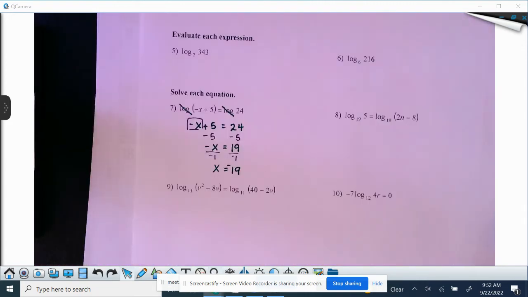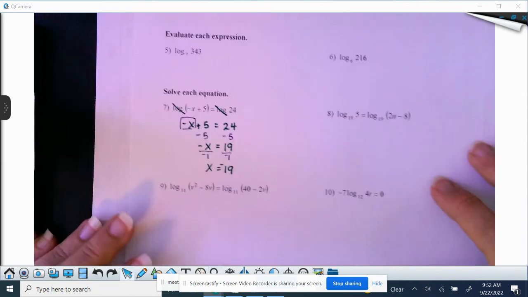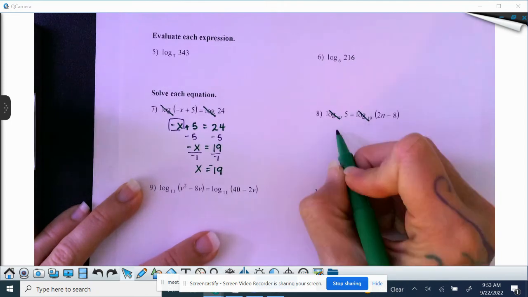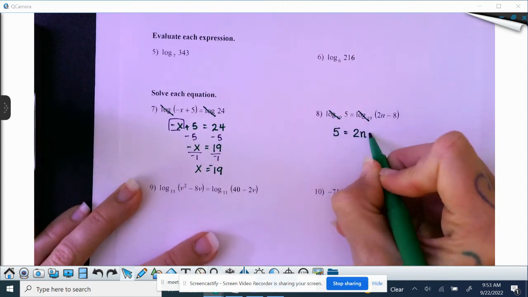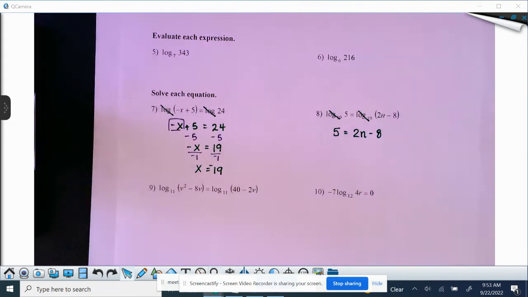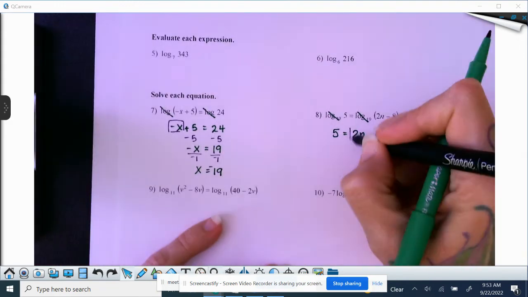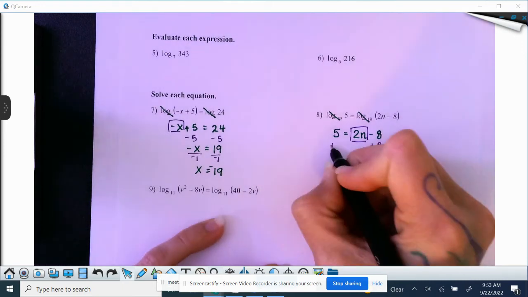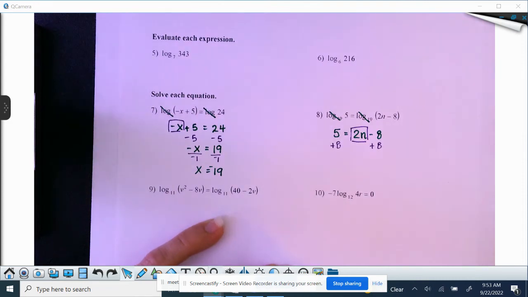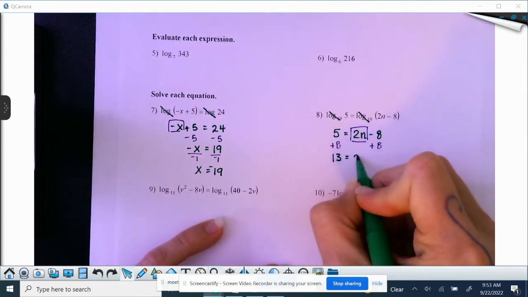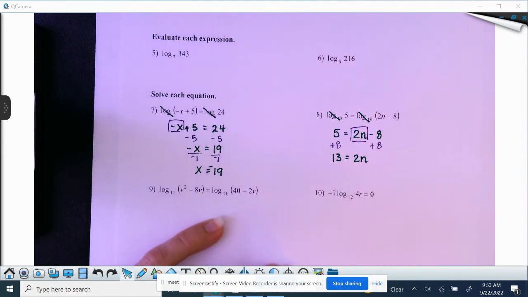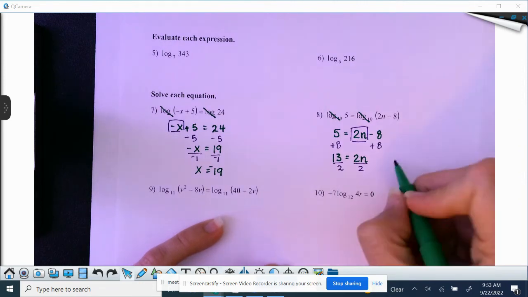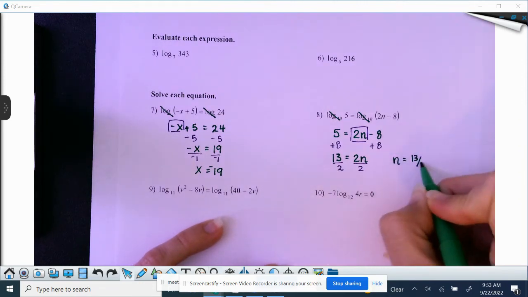And they have to match exactly. The bases have to be exactly the same. So looking at number 8, they're log 19, perfect. They're gone. 5 equals 2n minus 8. Solve it like a standard equation, back from Math 1, even arguably 8th grade. We're going to add 8 because that is the inverse of that subtraction. So 5 plus 8 gives me 13. And then 2n, we divide by 2, and it's going to equal 13 over 2. And we can leave it as a fraction.